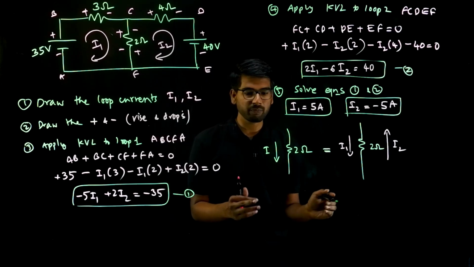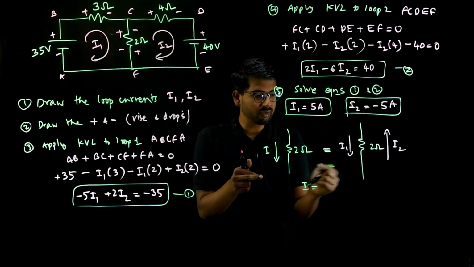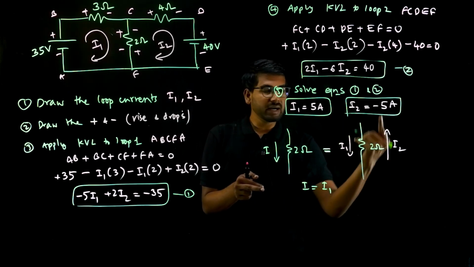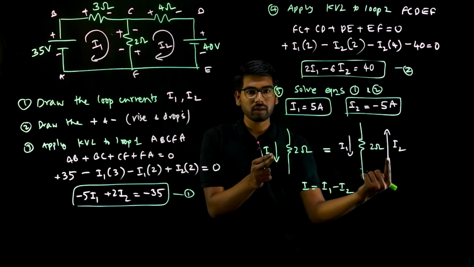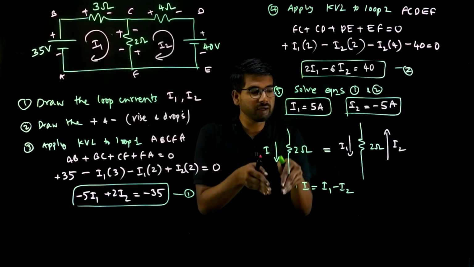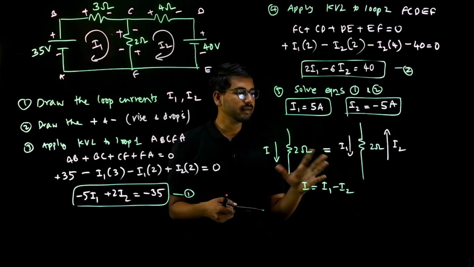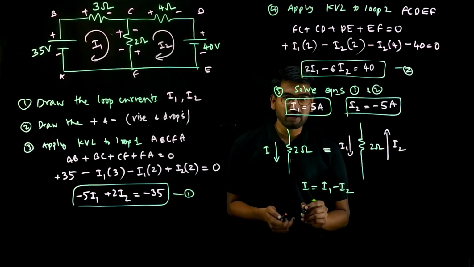So that means I can say I is going downwards, right? So I1 is also going downwards. So I is equal to I1 minus I2, because I2 is going in the opposite direction of I. So the total current going down is I1 minus I2. It's like adding 2 arrows. So what is I? I is equal to I1 minus I2.